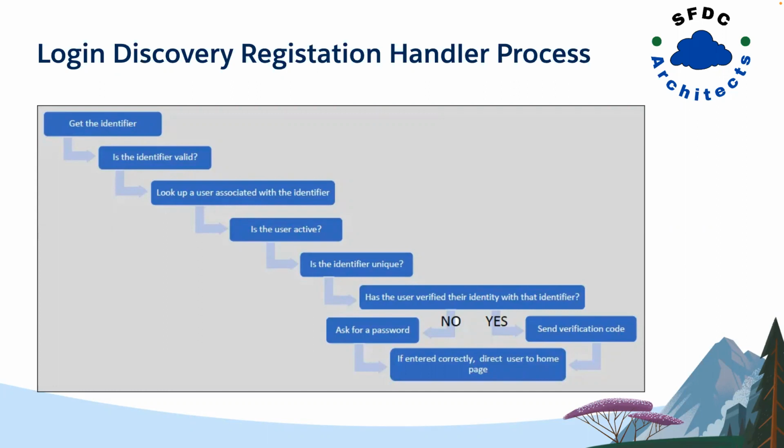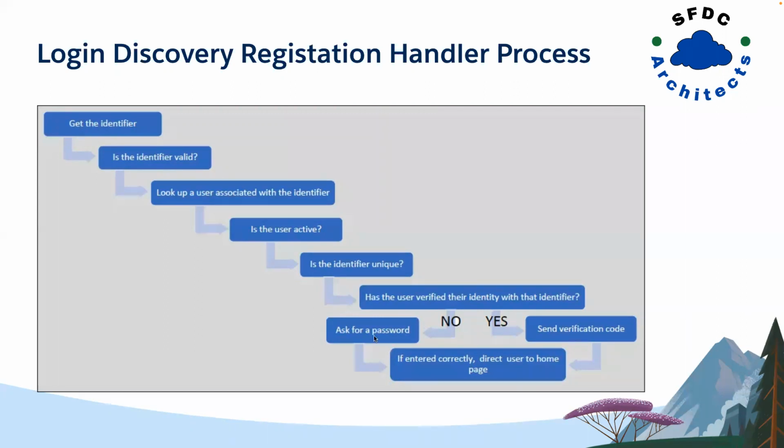So Salesforce is going to say, what's the identifier? Is it valid? Is the format valid? For an example, phone numbers have to be a particular type for them to be used, and same for email address, of course. It's going to look up the user to find that record with that identifier. It's going to see if the user is active. The identifier has to be unique. So once I use a phone number or an email address as an identifier, it can't be tied to multiple user records. It's also going to check if the user has already used that verification method in order to be able to use it again.